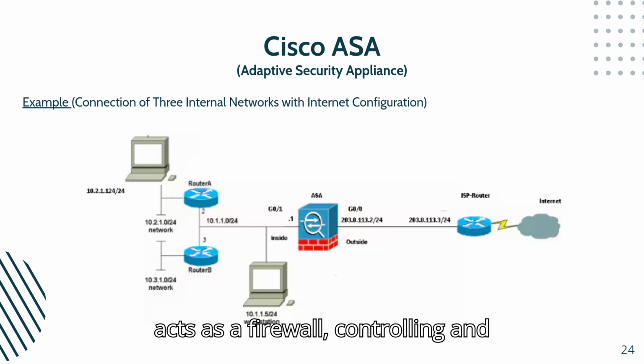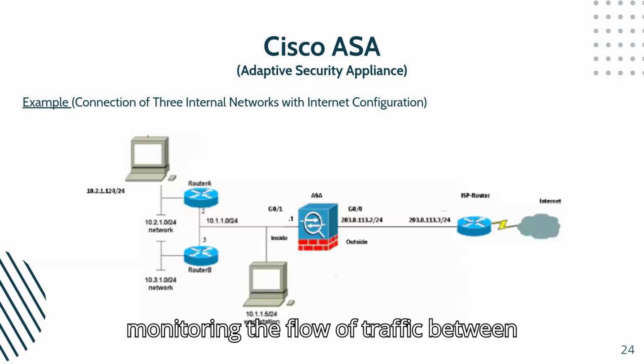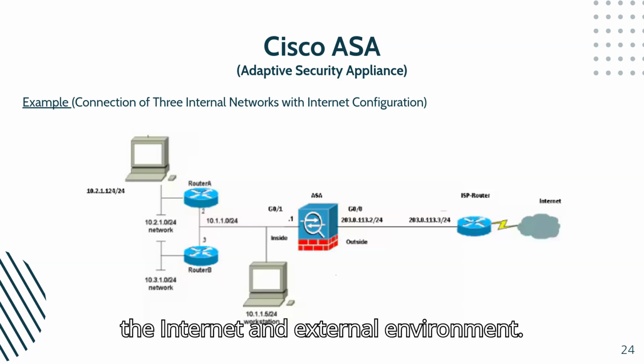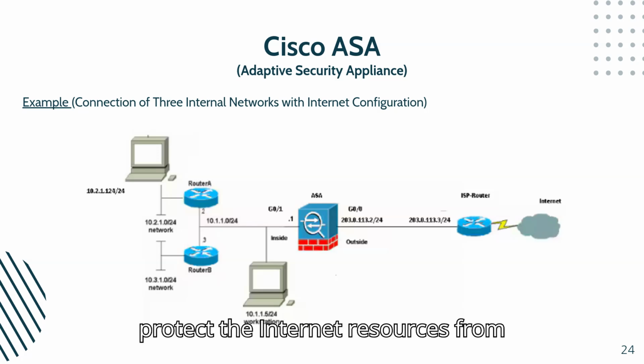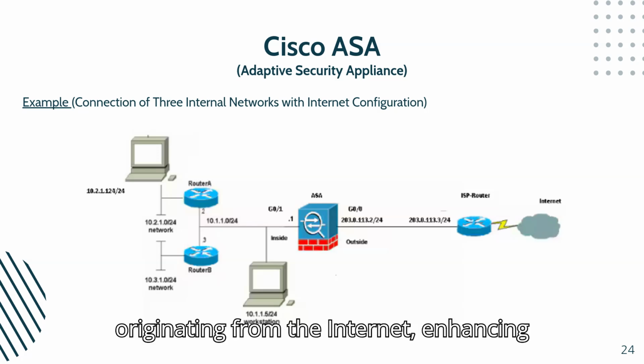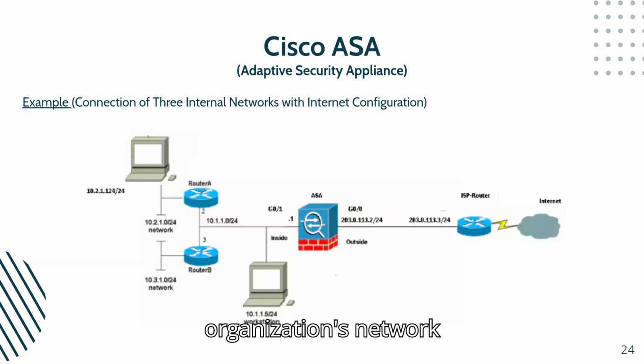The Cisco ASA acts as a firewall, controlling and monitoring the flow of traffic between the internal and external environment. This setup helps protect the internal resources from unauthorized access or threats originating from the internet, enhancing the overall security of the organization's network infrastructure.